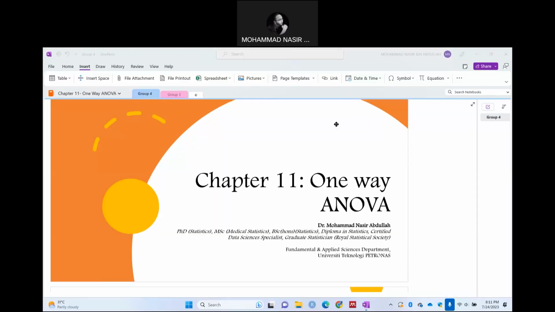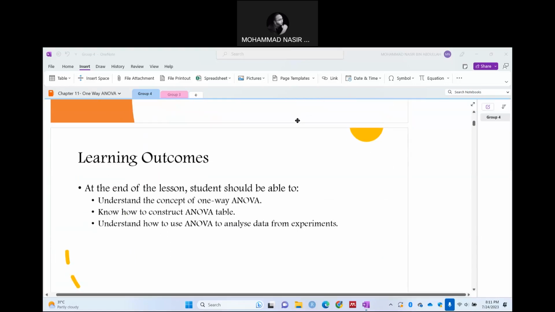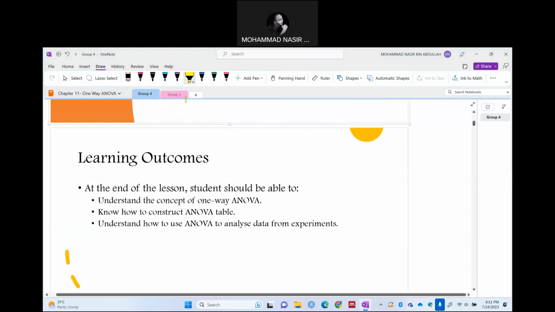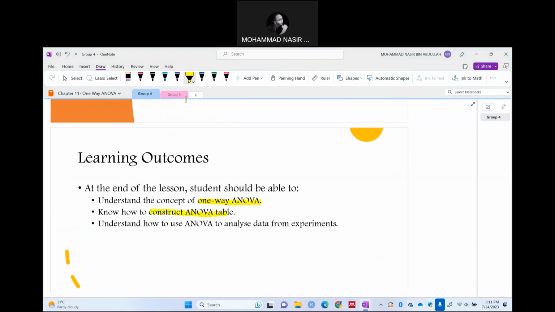Chapter 11, one-way ANOVA. So the learning outcome: after completing this chapter, you should be able to understand the concept of one-way ANOVA and how to construct an ANOVA table, and understand how to use ANOVA to analyze data from an experiment.